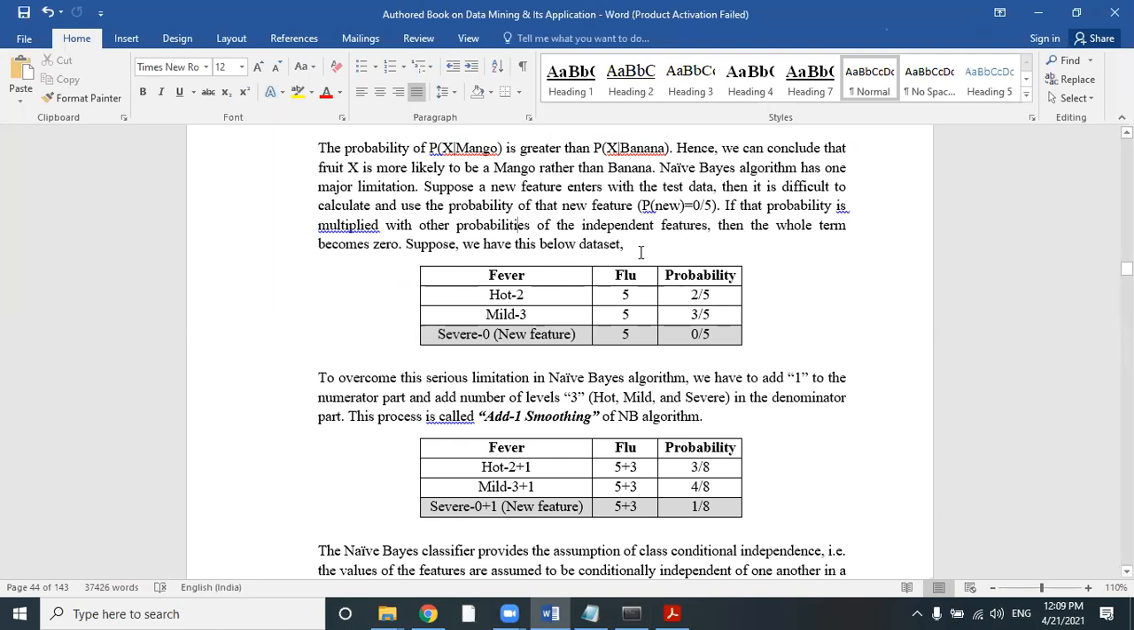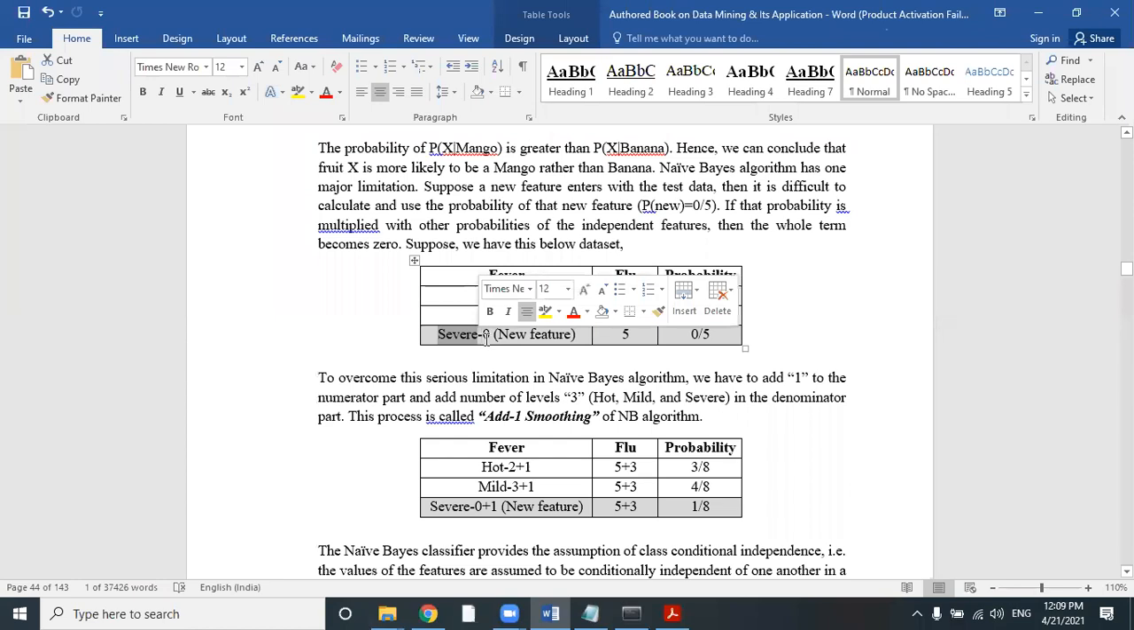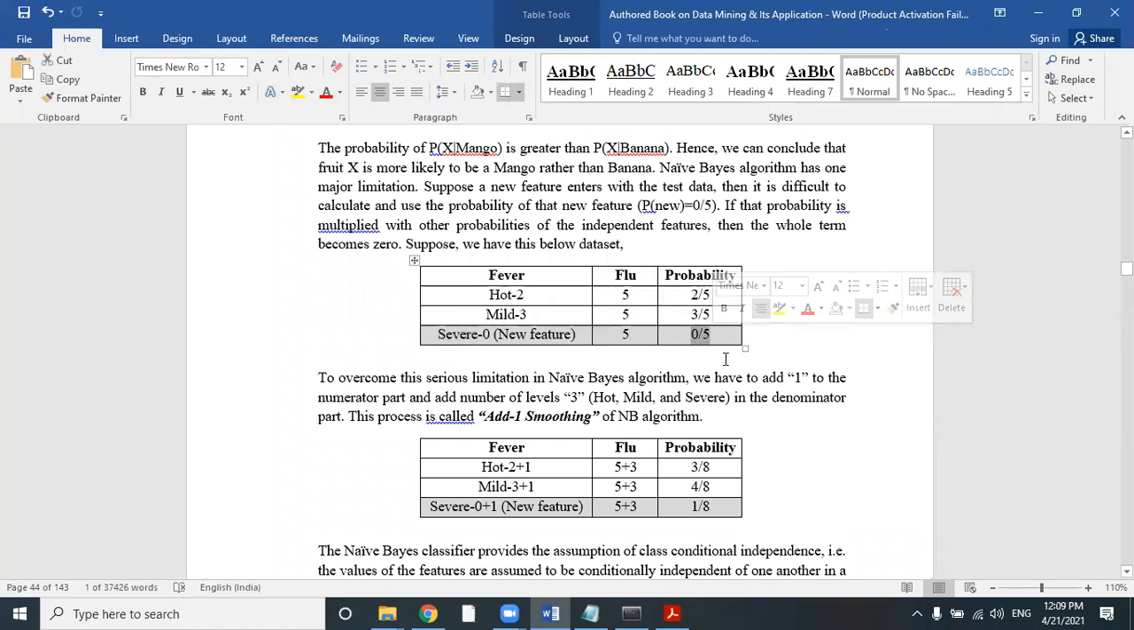Clear? So in that case, if severe was not present in the training data set, then obviously its appearance count will be what? It will be 0. If it was not there in the training data set, obviously the appearance of the severe value was 0. So what is the probability of this 0 value? 0 over 5. Is there any valid probability for the severe value? No, there is no valid probability. But in the case of hot and mild, which were already present in the training data set, a valid probability exists. So this is a problem.